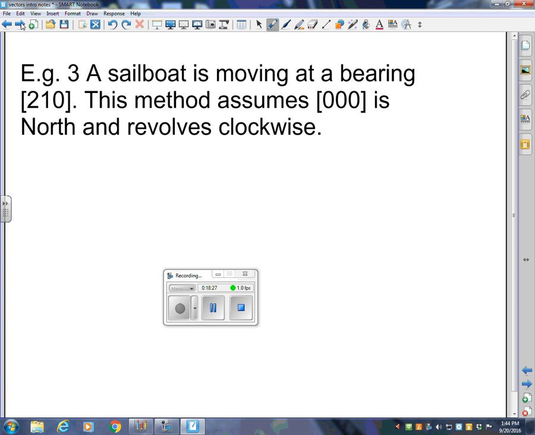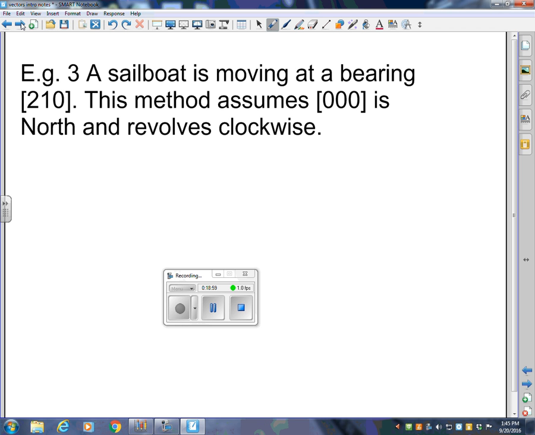All right, last method of showing direction. A sailboat is moving at a bearing of 210 degrees. This method assumes 0 is north and revolves clockwise. Before I get into that, if you're an air traffic controller and you say, I want you to go 70 degrees west of south, the pilot's going to go, oh, too late, crashed, right?